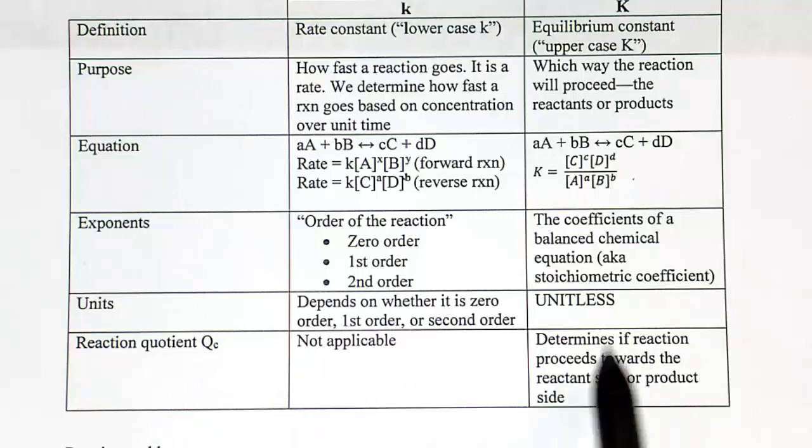The reaction quotient gives you more information on whether the equilibrium will be offset more to the reactant side or the product side. So essentially you compare the reaction quotient to the equilibrium value, and that tells you where the reaction is going to go to establish equilibrium, either to the reactants or to the products.